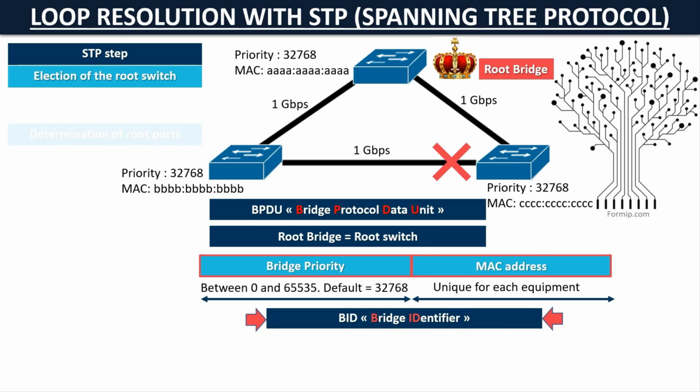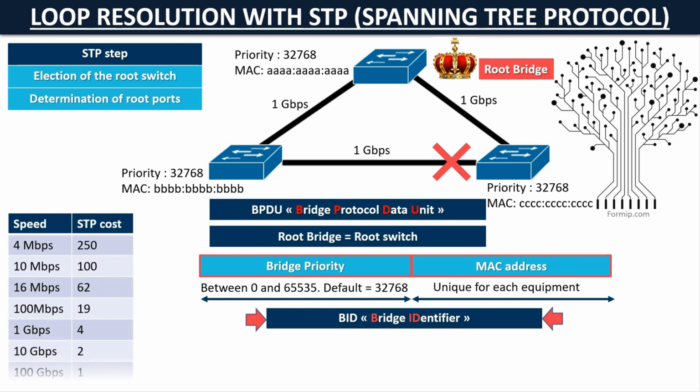After having elected the root switch, the spanning tree will determine the root ports. This election is about the shortest distance to the root switch. For that, it is based on the cost of each link crossed, and the cost value depends on the link bandwidth, as shown in the table.